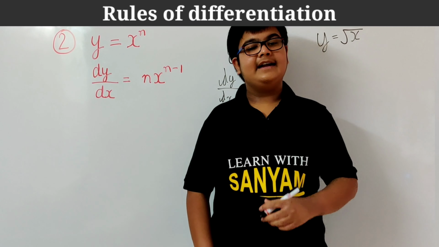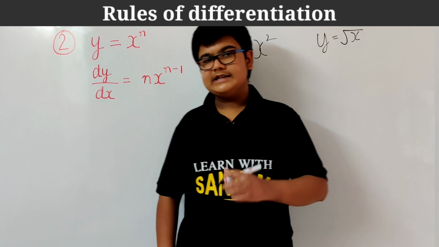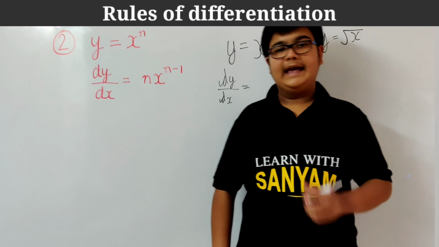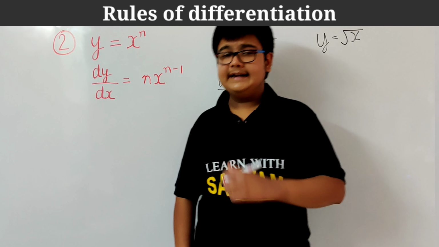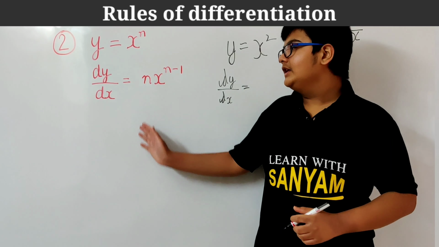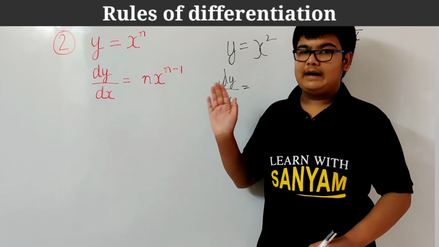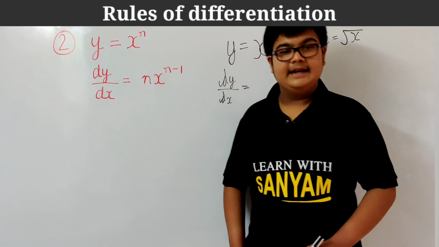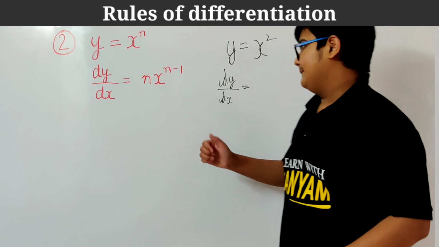Now let's understand the second rule. The second rule says that if y is equal to x to the power n, then dy upon dx will be equal to n x to the power n minus 1. Let's understand this with the help of a few examples.